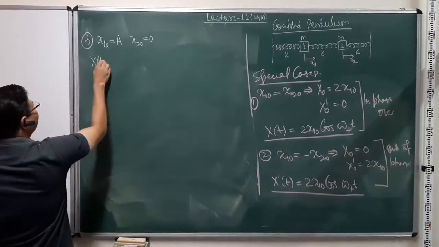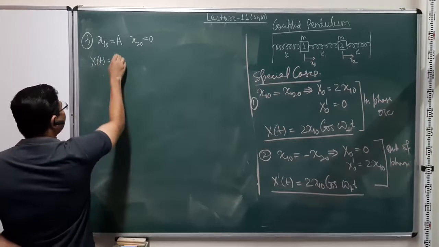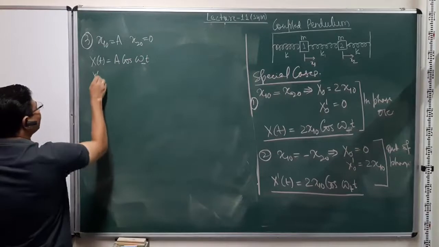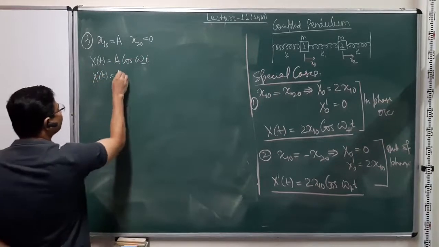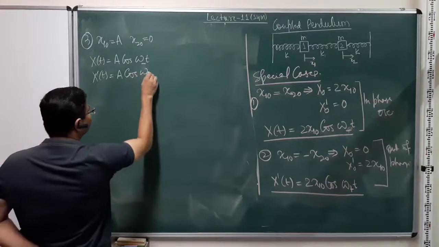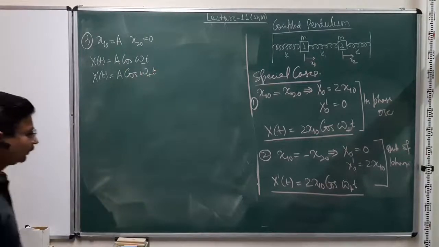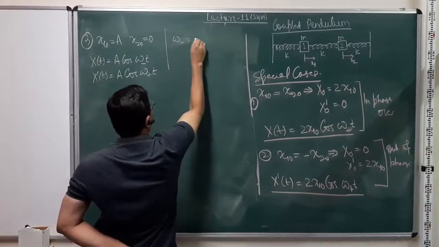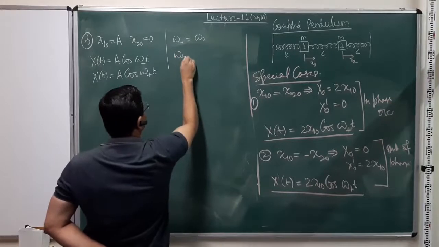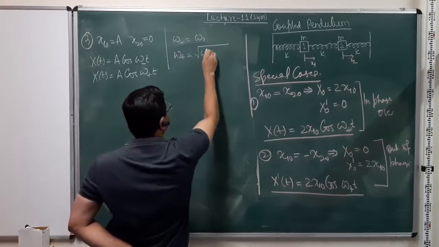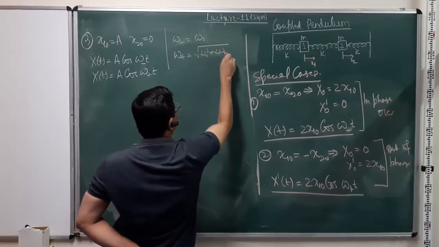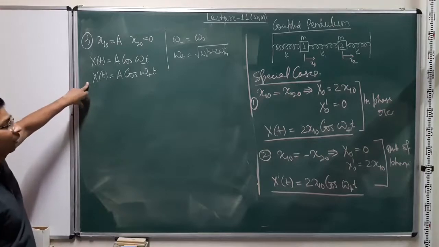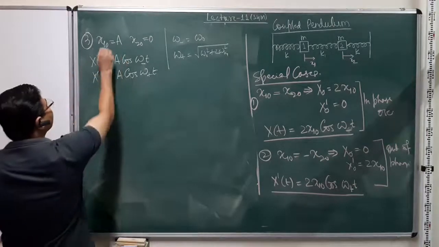Then x of t is basically a cosine of omega minus t. And x prime of t, now we have both the solutions present, is again a cosine of omega plus t. Just for the sake of completeness, let me write down: omega minus is omega naught and omega plus is omega naught square plus 2 omega k1 square. So these are the two solutions of the system where this is the initial condition.